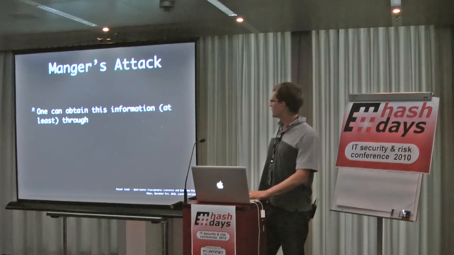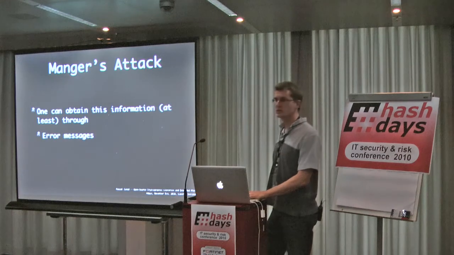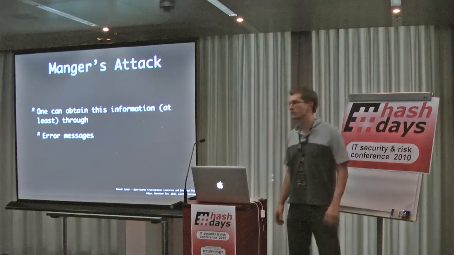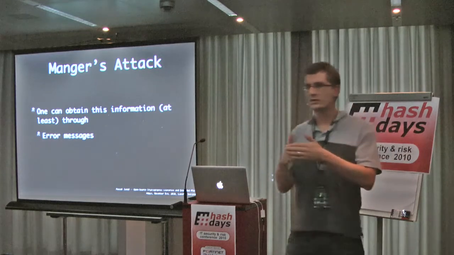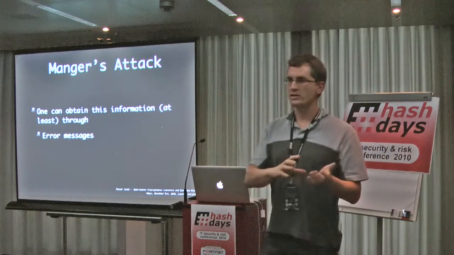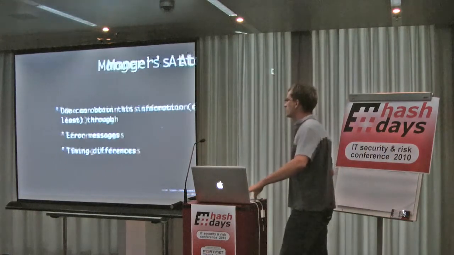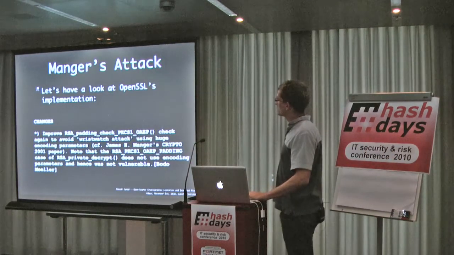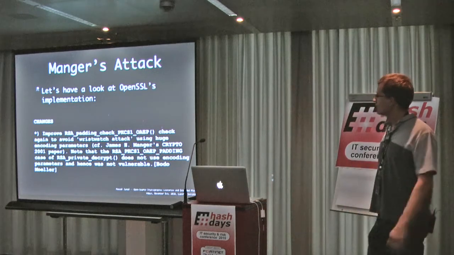So we can obtain this information using a Bleichenbacher-style permutation of RSA, at least through error messages. Seven years ago, most libraries had different error messages saying it's a problem of padding, or maybe something else. But you can also exploit it using timing differences. And now I'm going to focus on the OpenSSL implementation.